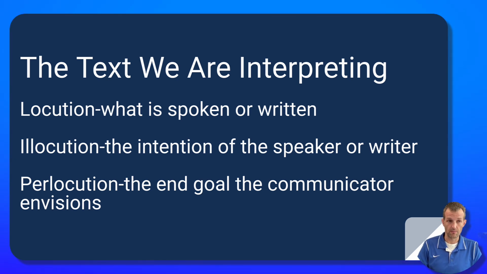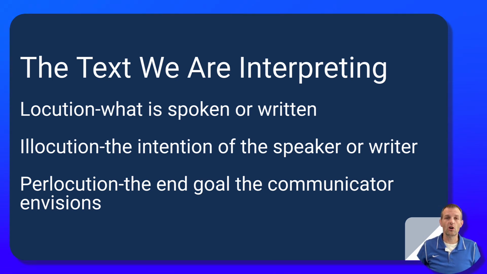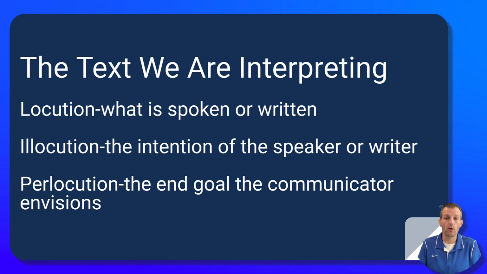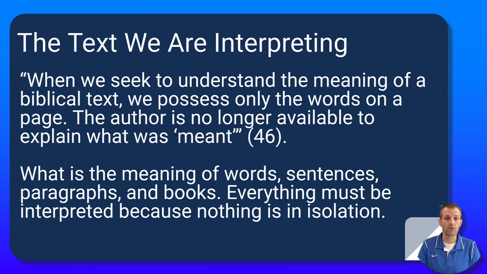Then you've got the elocution. The elocution is the intention of the speaker or writer. It is what's behind the writing itself. And then the perlocution is the end goal the communicator envisions. Are they envisioning communicating truth? Is the end goal to make you laugh? Is the end goal to move you to aid in some way? So locution is the text itself, what is spoken, the words themselves. Elocution is the intent behind the author. And the perlocution is the goal itself.